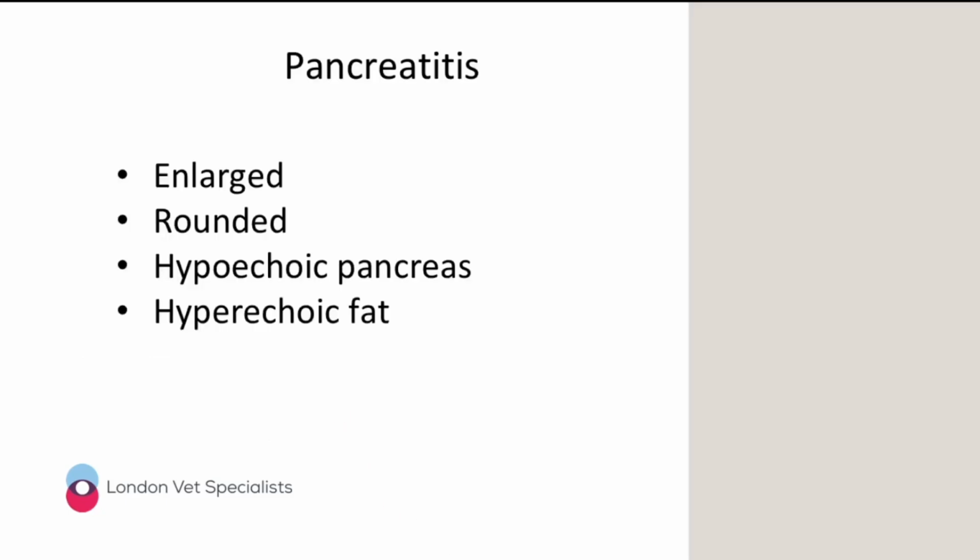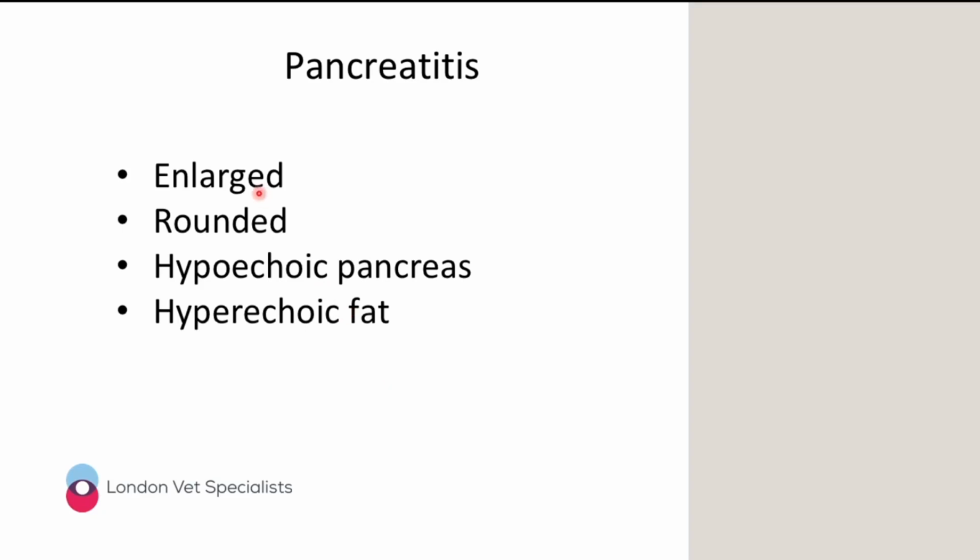If a patient has pancreatitis, then the pancreas is going to get big, so you're going to see an enlarged pancreas. Because it's increased in size, it's going to have rounded margins. It's going to look darker, so it's going to be hypoechoic, black, and the fat around it is going to get very, very inflamed. So you're going to get very thick, hyperechoic peripancreatic fat.